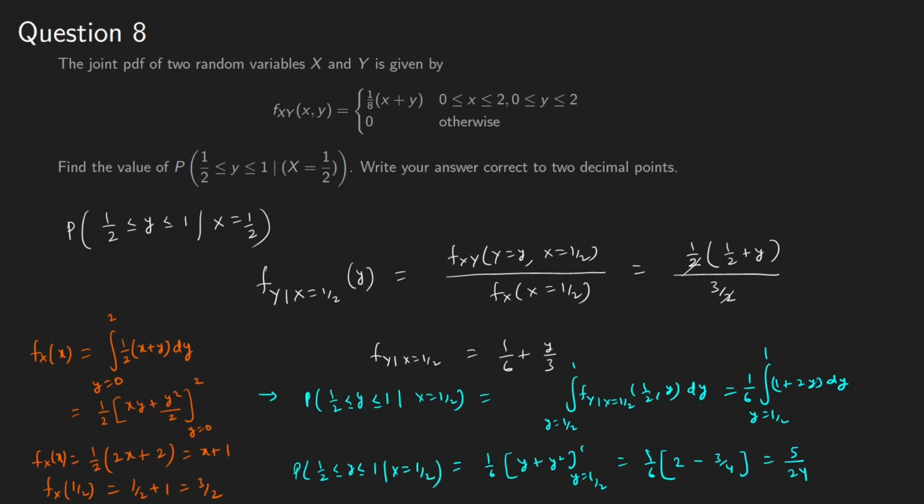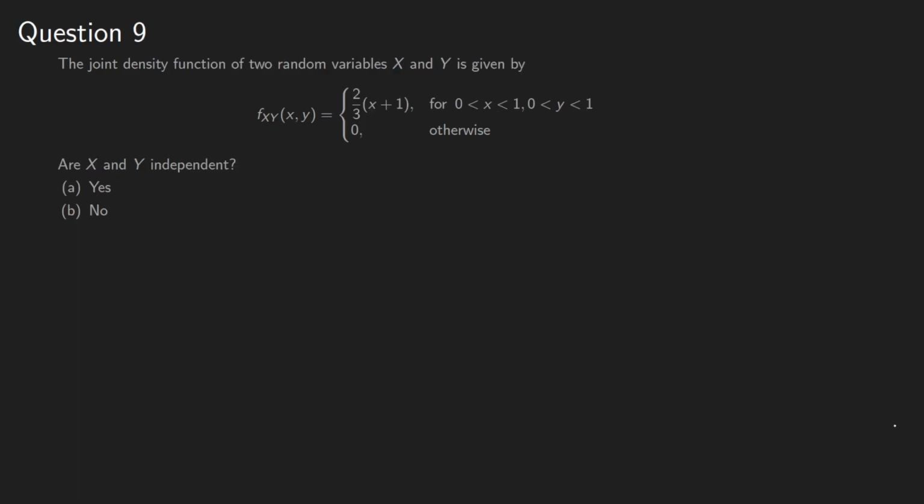In the ninth question, we have been given that the joint density function of two random variables x and y is given by fxy at x comma y is equal to 2 by 3 times x plus 1. And x and y both are in the range 0 and 1, and it's 0 otherwise. We have been asked whether x and y are independent. So as you know, whenever we need to check whether two random variables are independent or dependent, what we need to do? We need to calculate their marginal densities and check whether the joint density of those two random variables is equal to the product of the marginals. If they are, then they are independent. Otherwise, they are not independent, right?